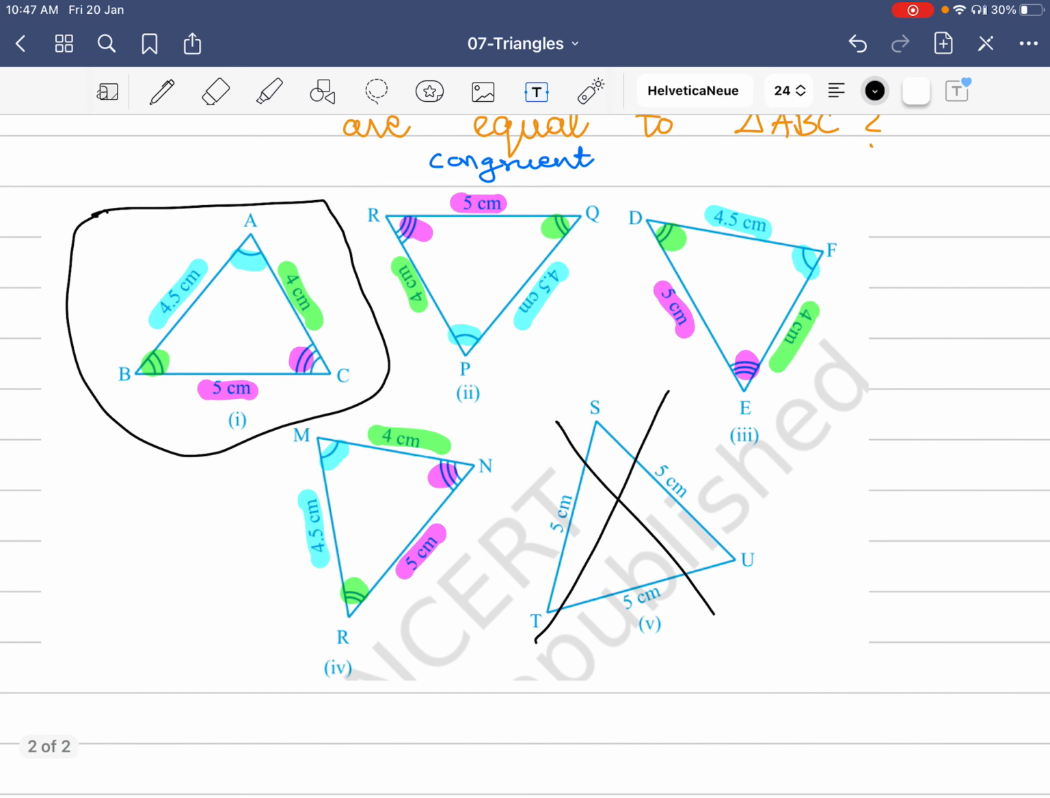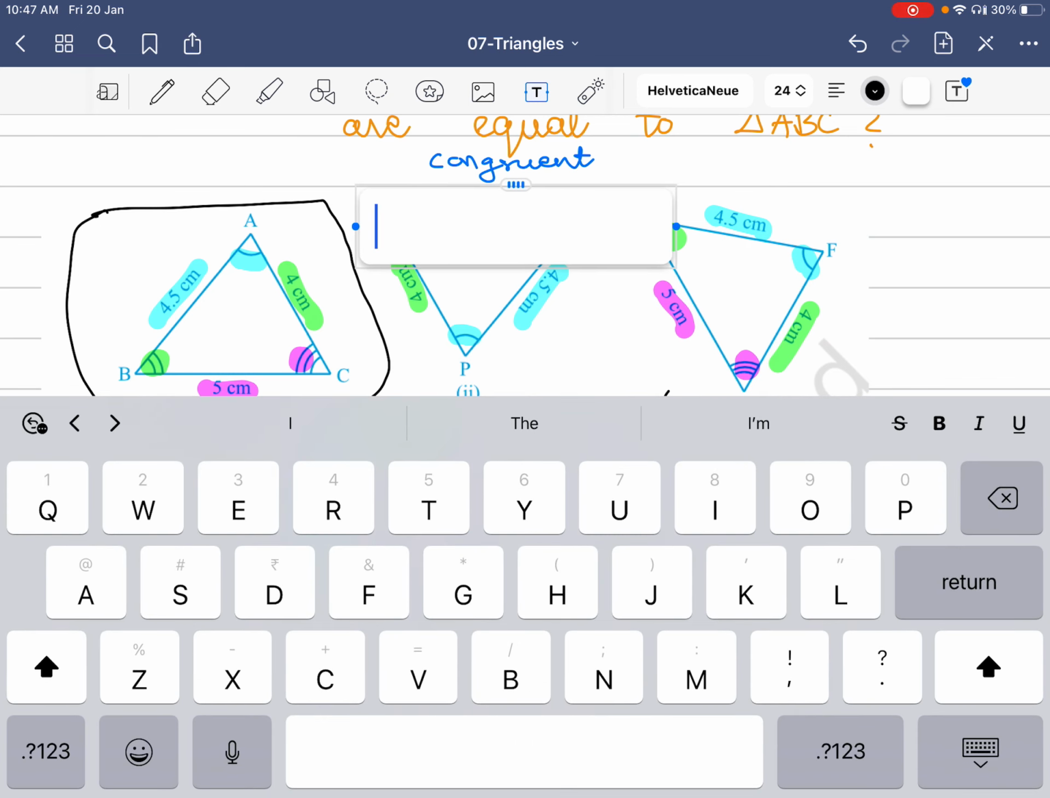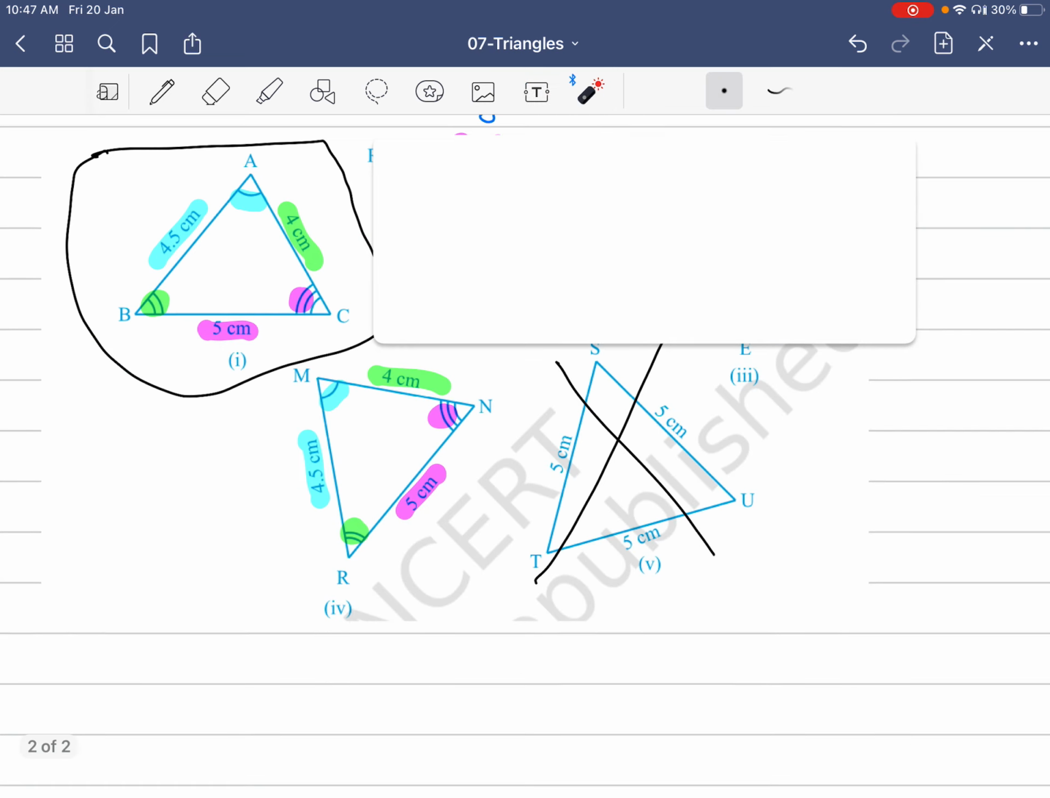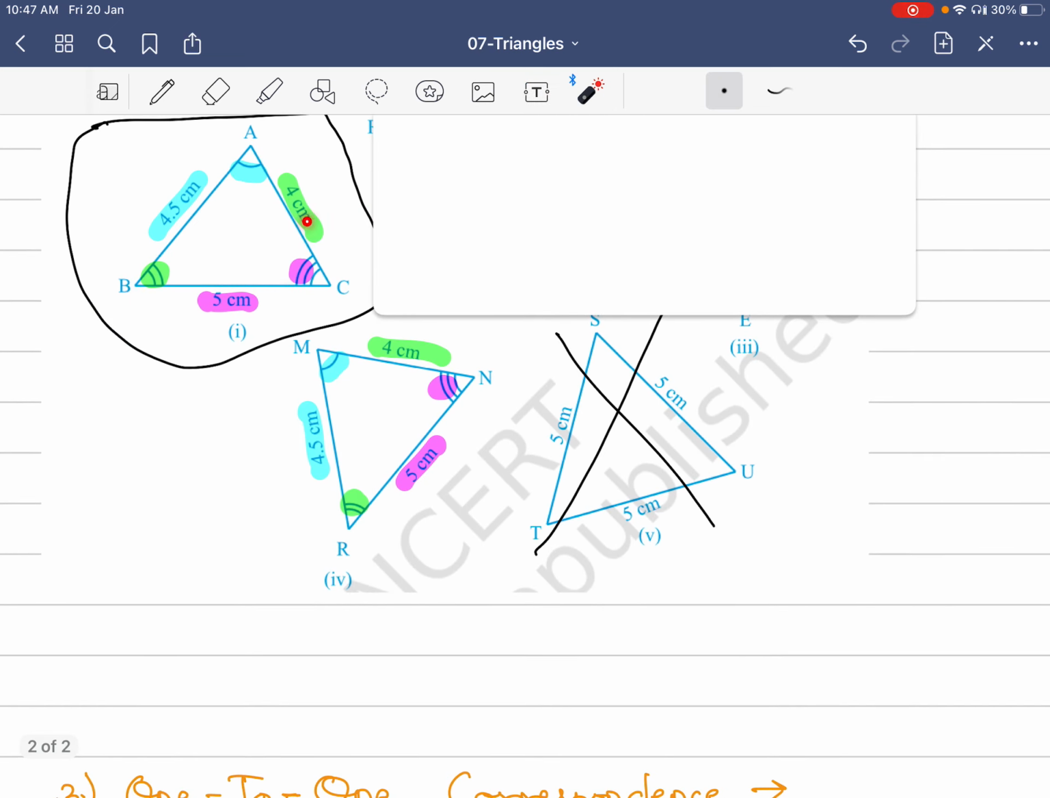Okay, so what I'm going to do is hide this so that it's easy to discuss the one-to-one correspondence. So let's hide this. Okay, now let us focus on these two triangles, triangle ABC and triangle MRN. So I'm going to write it like this: triangle ABC and triangle MRN.